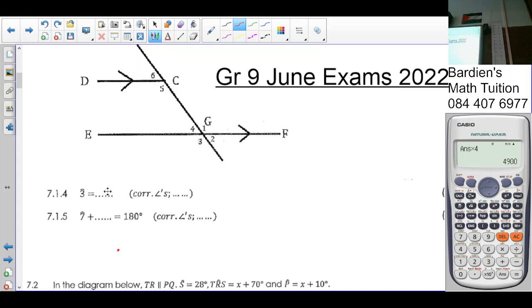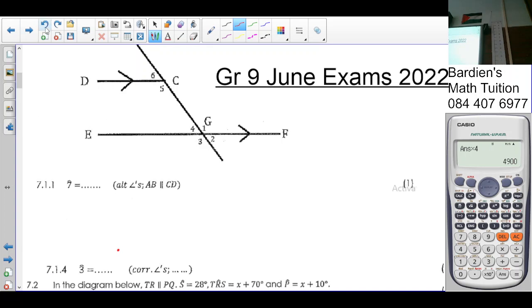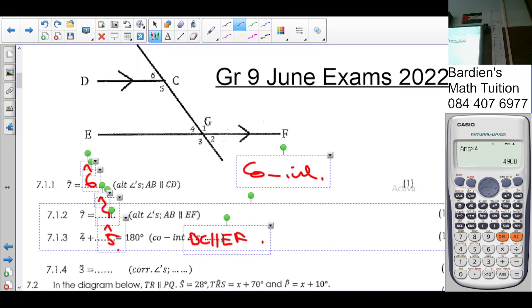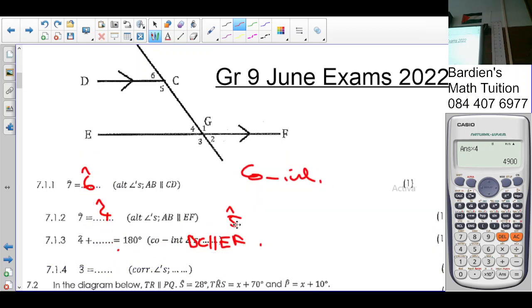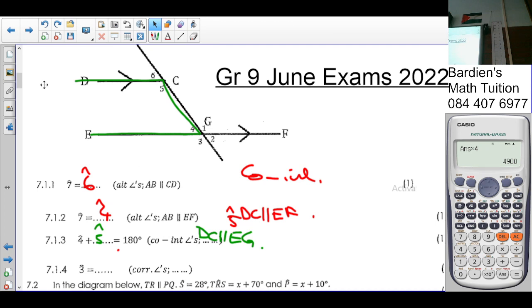7.1.5. Did I answer the question now? 7.1.3, co-interior. Angle 4 is co-interior with angle 5. Why? Because DC is parallel to EG. You all agree with that? I did 7.1.4 now already.